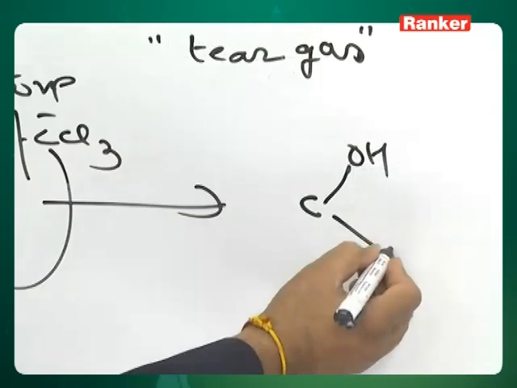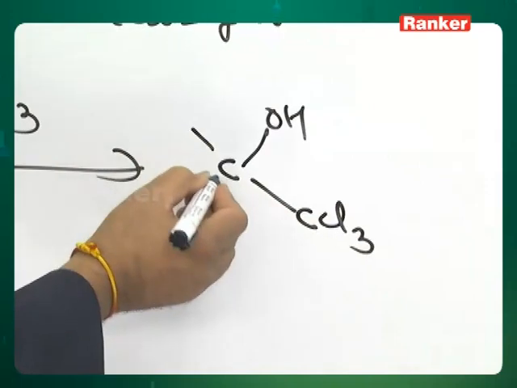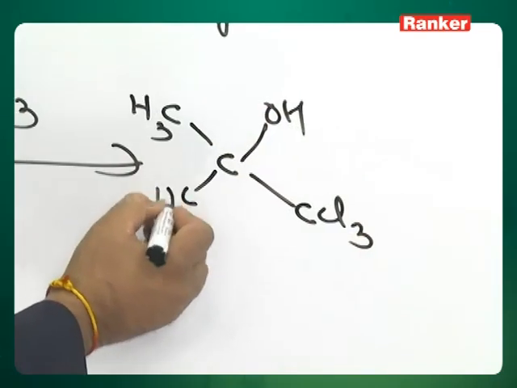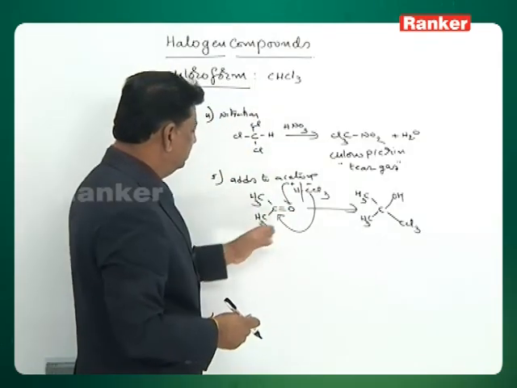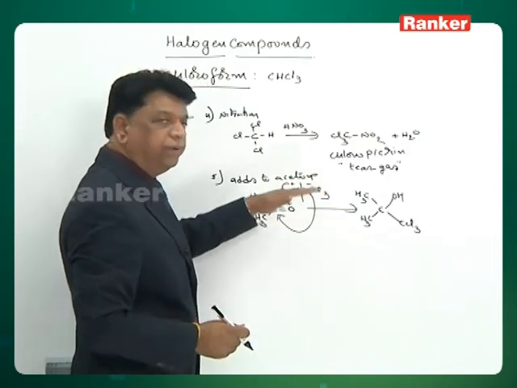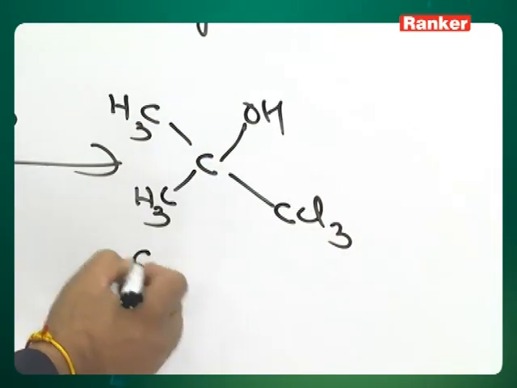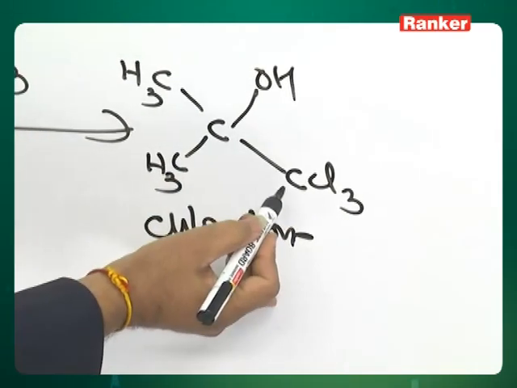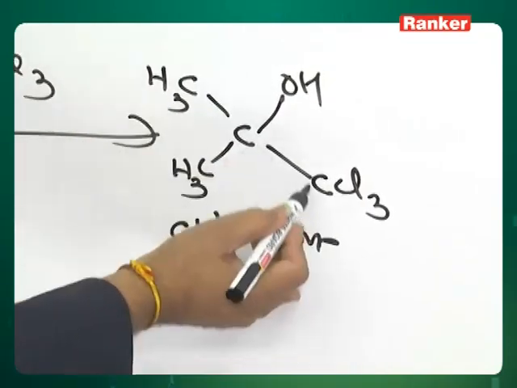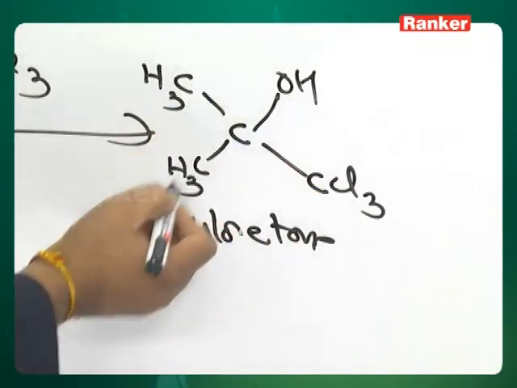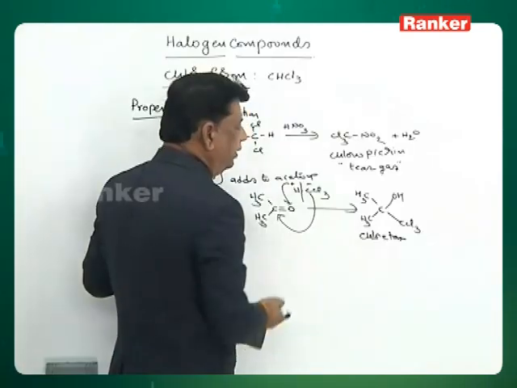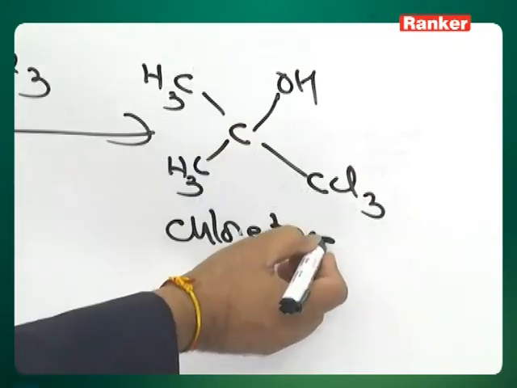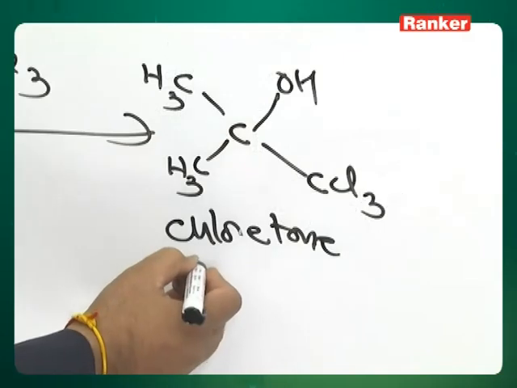When this is added to this one, you get a mixed type of compound: one part does not have an anesthetic property and the other has, and it is mixed with a common ordinary compound. Therefore, the anesthetic property is slightly decreased, and this is called chloretone. You can name it as 1,1,1-trichloro-2-methyl-2-propanol, and the common name is chloretone. It is used as a hypnotic agent.